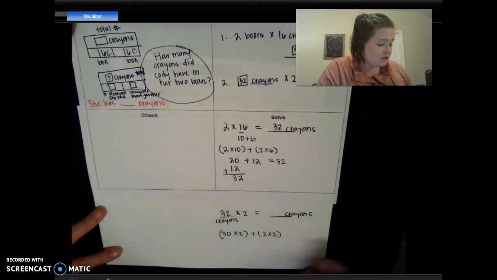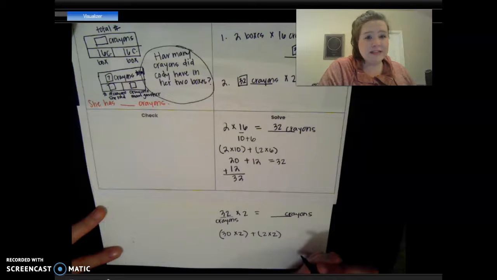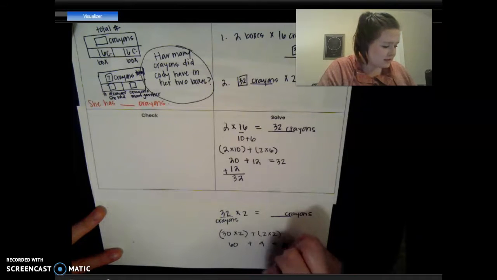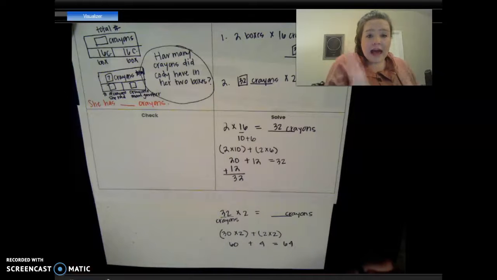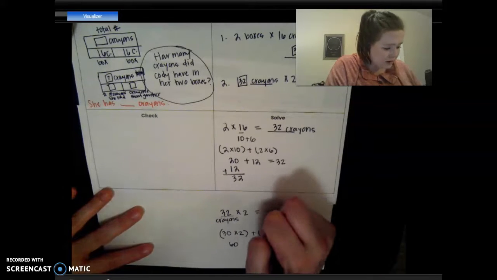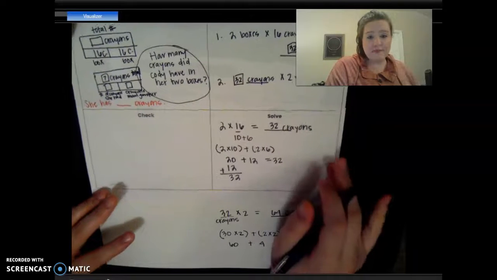So 30 times 2, well, I know 30 times 2 is the same as 30 plus 30. 30 plus 30 is 60, plus 2 times 2 is 4, which equals 64. So, how many crayons did Cody have? Cody had 64 crayons after her mom gave her some, okay?